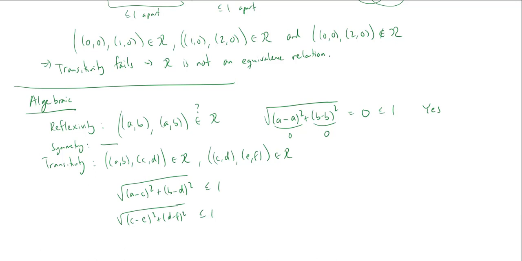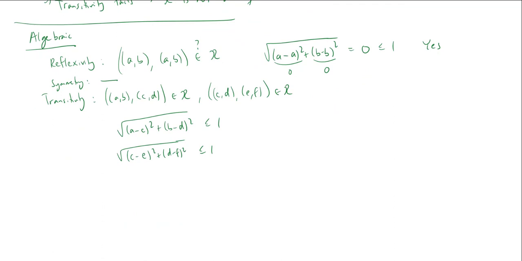And here's where we would be sort of stuck, right? We can now ask, well, what happens when you do the square root of (A minus E) squared plus (B minus F) squared? And we could start expanding this, right? And we can expand all these things.